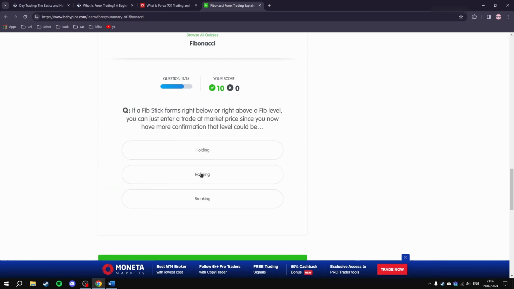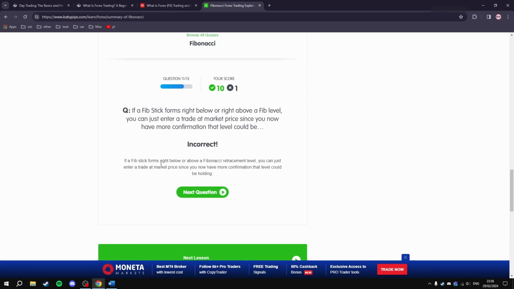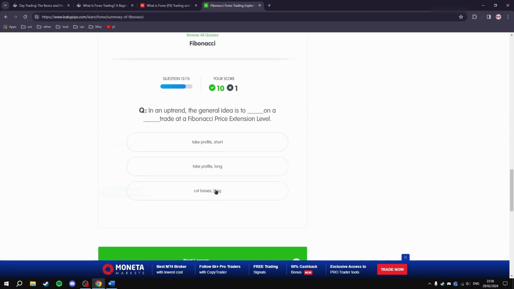If a candlestick forms right below or right above a fib level, you can just enter a trade at market price, since you now have more confirmation that the level could be breaking? No. If a candlestick forms right below or above a Fibonacci retracement level, you can just enter a trade at market price, since you now have more confirmation that the level could be holding. Alright, it's holding, not breaking.